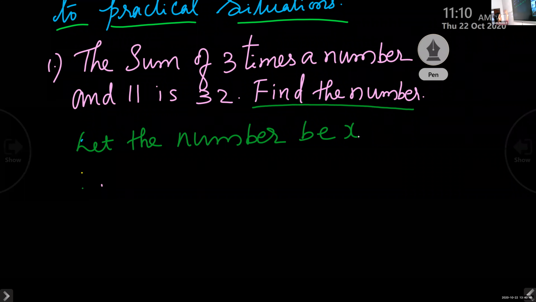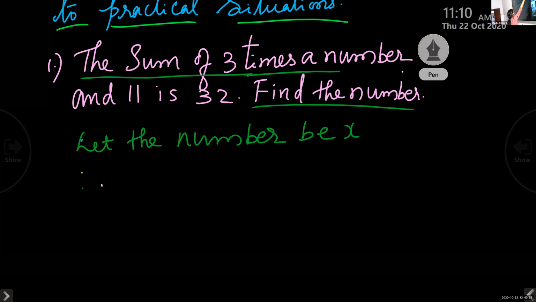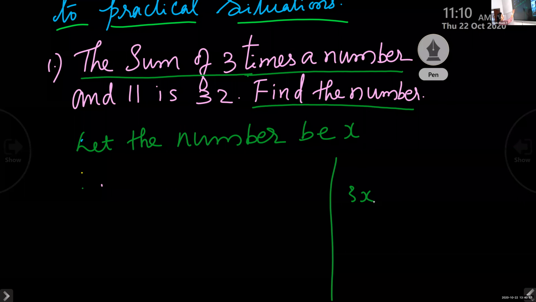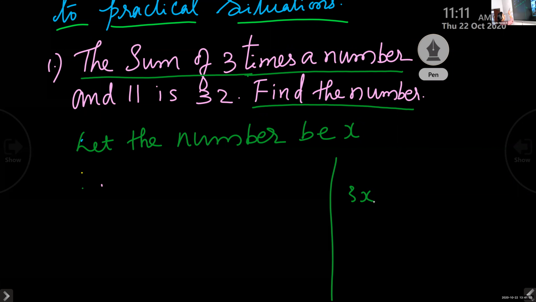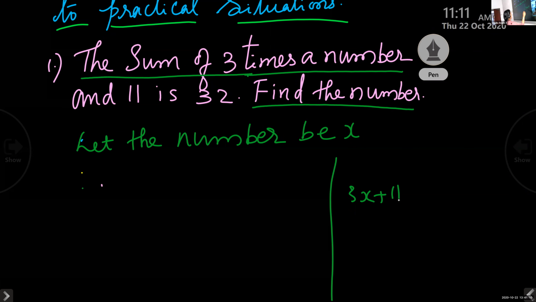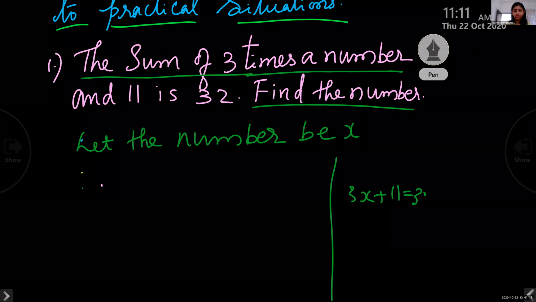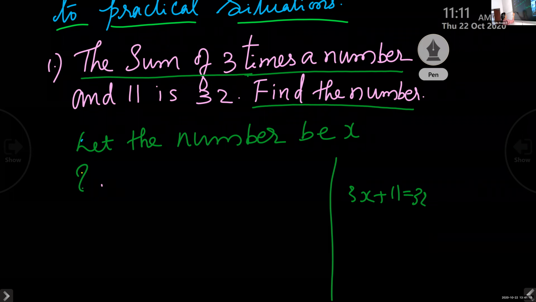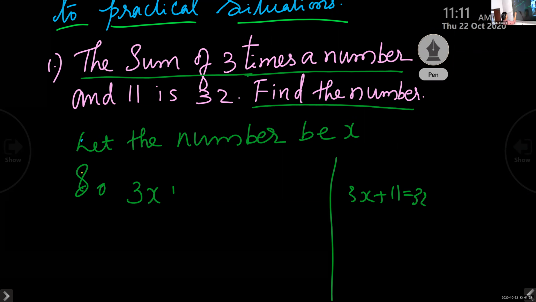Then after that you think, what is given? The sum of 3 times a number. In the working column you can write 3x. Don't frame the equation now, just write it roughly by the side of the working column. So 3 times a number means 3x. And 11. Sum of 3 times a number and 11 is 32. So according to the condition given, 3x plus 11 equals 32.